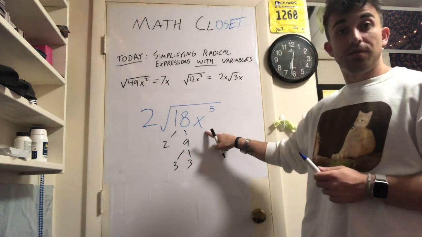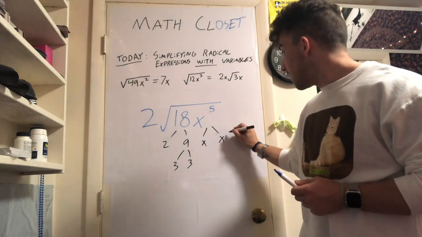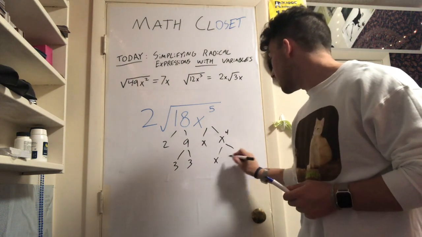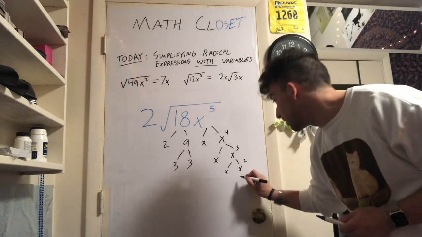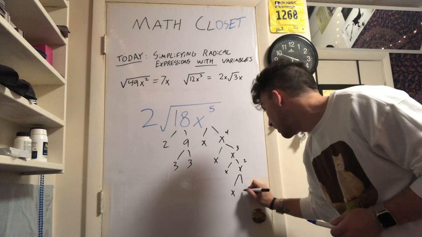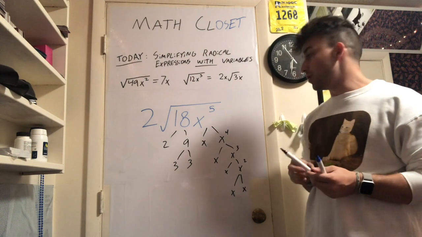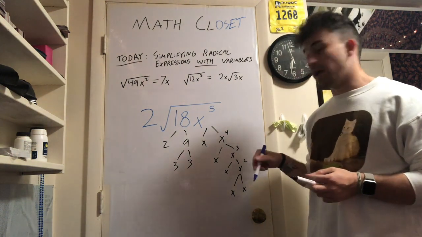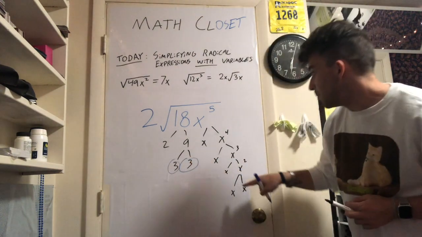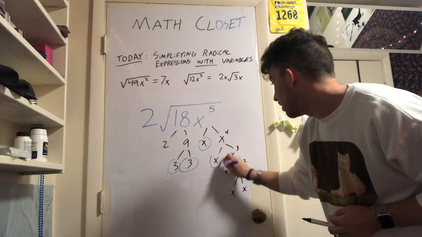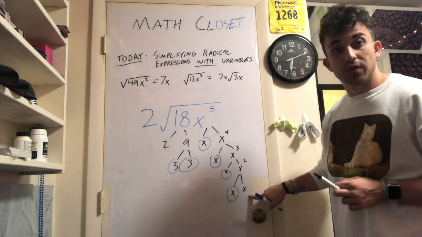And then I have x to the 5th, which I can break down into, we'll go 1 by 1, just to be extra clear. X times x to the 4th, which is x times x to the 3rd, which is x times x squared. And finally, x squared is formed by x times x. So I've broken down this term as much as possible, and then I'm going to look for pairs that I can pull out. I see a pair of 3s right here, and I have a bunch of x's, so there's 1 pair right there, and another pair right there, and 1 left over.